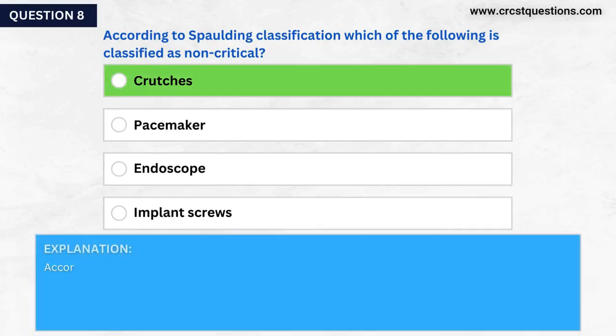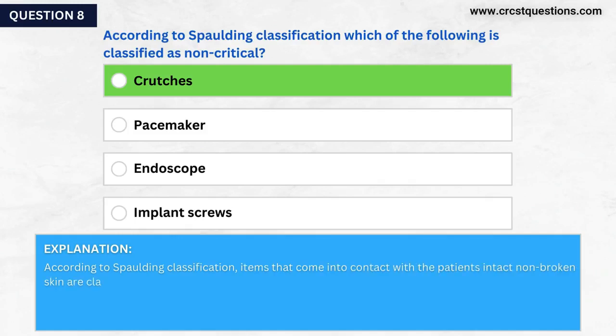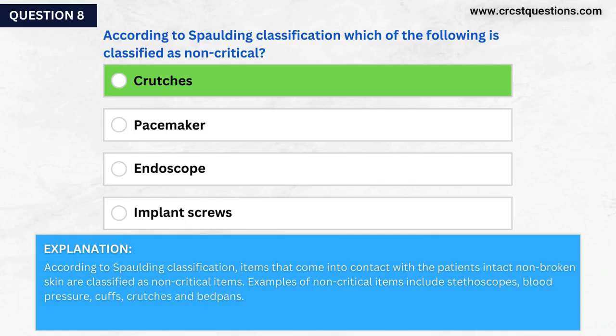Explanation. According to Spaulding classification, items that come into contact with the patient's intact, non-broken skin are classified as non-critical items. Examples of non-critical items include stethoscopes, blood pressure cuffs, crutches, and bedpans.